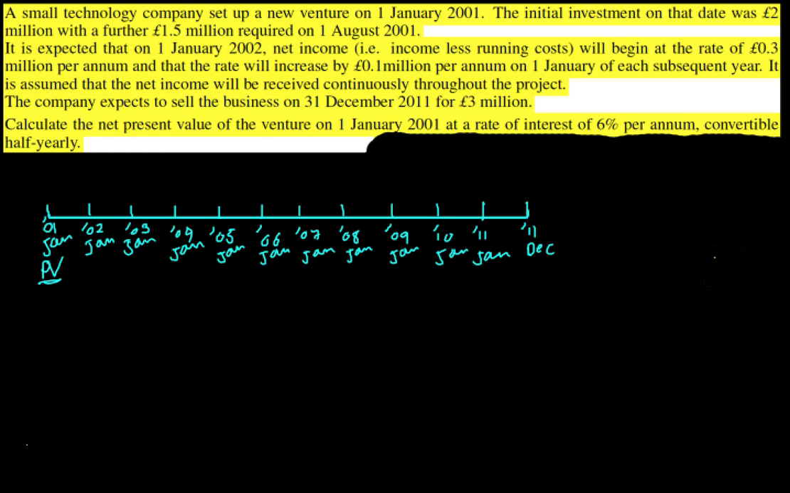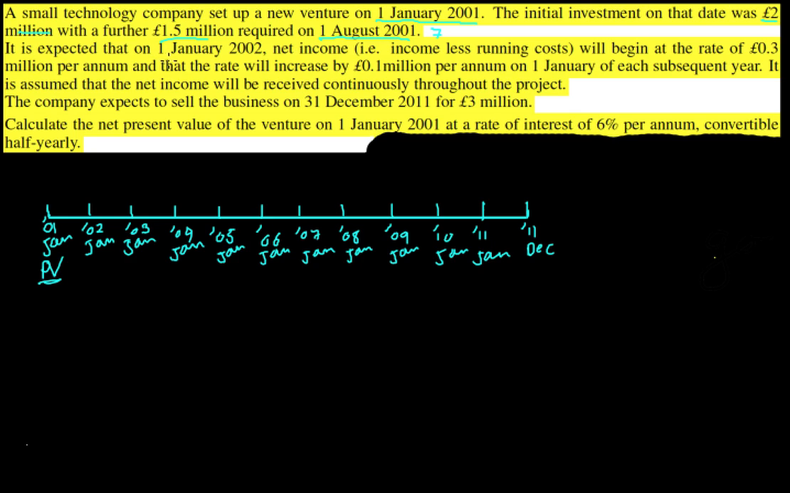It's Actuary Dude over here, looking at a new question. A small technology company set up a new venture on the 1st of January 2001. The initial investment cost on that day was £2 million, with a further £1.5 million required on the 1st of August. So that's been 7 full months then.